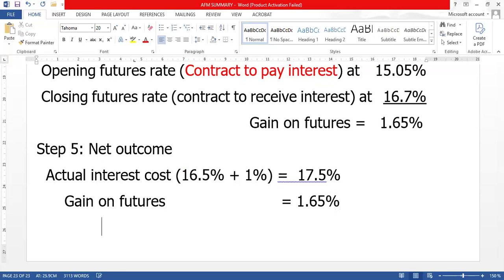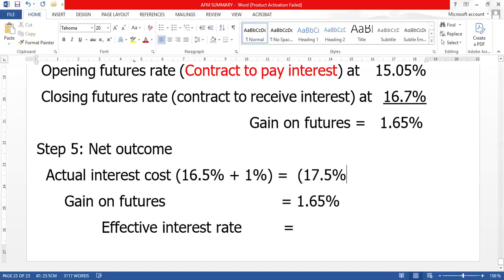So what do you get? The answer you get will be your effective interest rate, which is what? Now, guys, don't make a mistake. Remember, this is a cost. Put this one in a bracket. This is a cost. Don't make a mistake. This is a cost. This is a gain. So if you have a gain, it reduces what you are supposed to pay.